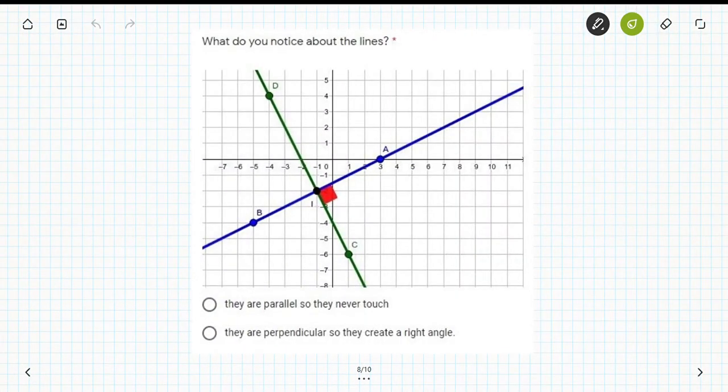Let's discover that together. What do you notice about the lines? Well, first of all, we know that parallel lines are lines that never touch. And also one more thing, they have the same slope. Okay, now these lines though are not parallel. They're obviously perpendicular, right? And they're perpendicular because they create a right angle, okay? And a right angle is an angle that you find in a square, that you find in a rectangle, that you find in the wall, the angle that the wall makes to the ground. So it's obviously an angle of 90 degrees, okay? So a right angle is 90 degrees. So we know they're perpendicular.